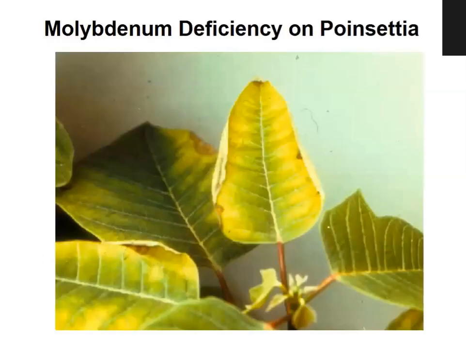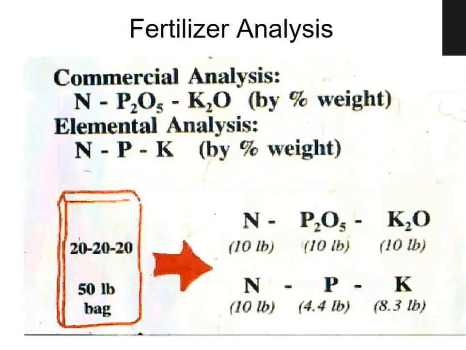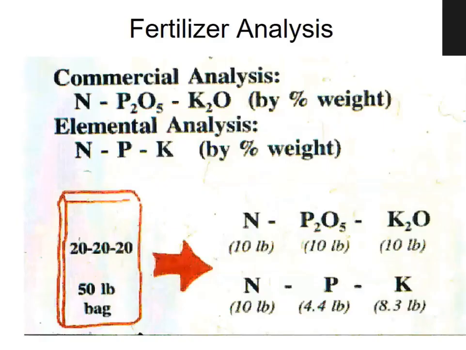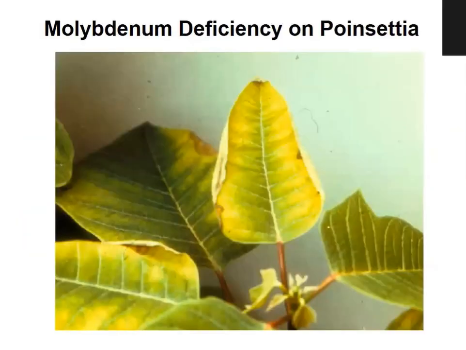Molybdenum deficiency produces whiptail in cauliflower. Okay, that's it. It is all about the role, deficiency symptoms, toxicity symptoms, and correction measures and pictorial representation of deficiency of micronutrients. Thank you so much.